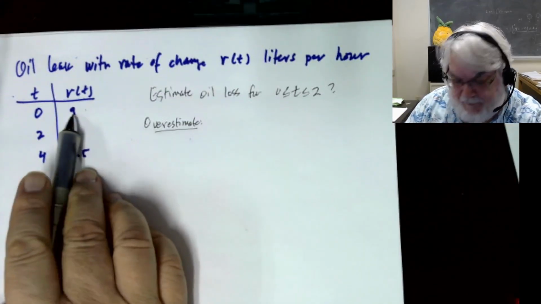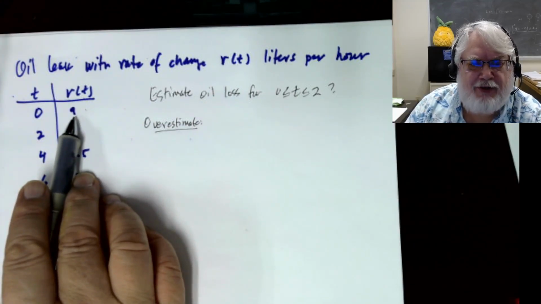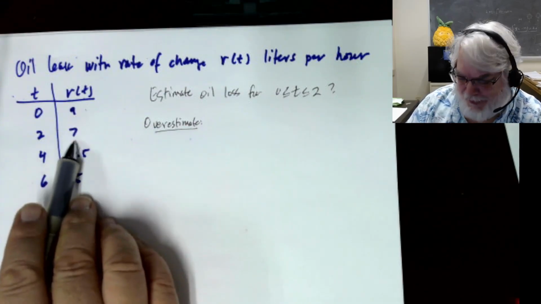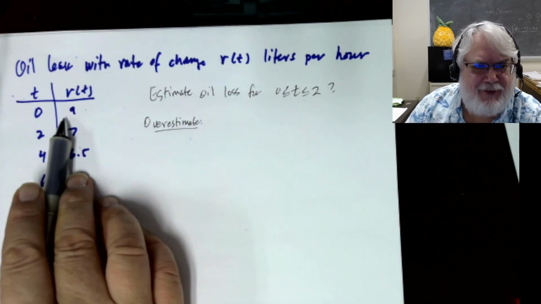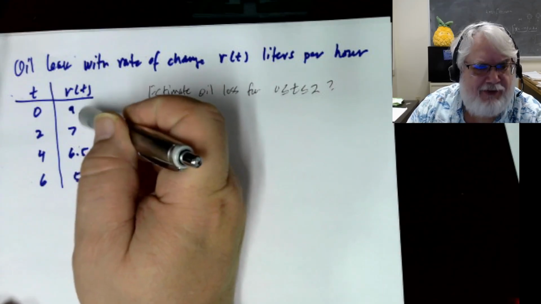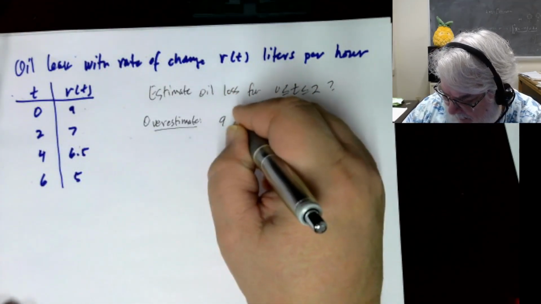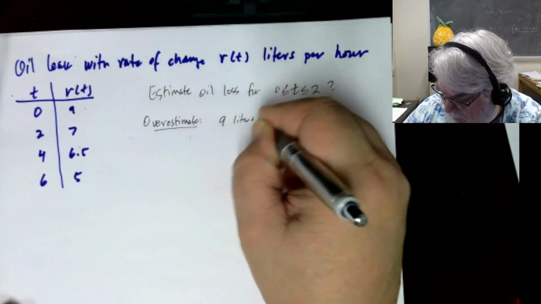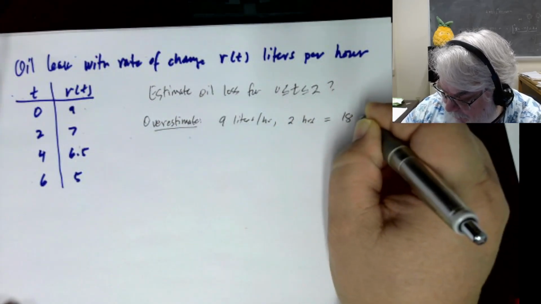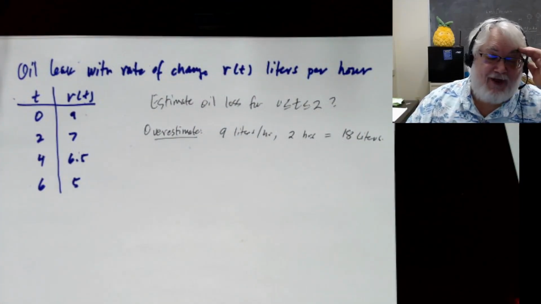Well, it seems reasonable to say that an overestimate would be to assume that your rate of change is going to be the maximum value over the entire time. So instead of saying that it's 9 just at time 0, we'll assume that it's 9 from 0 to 2. And so if we have 9 liters per hour over 2 hours, that would be 18 liters, right? And so that would be an overestimate for that first time.